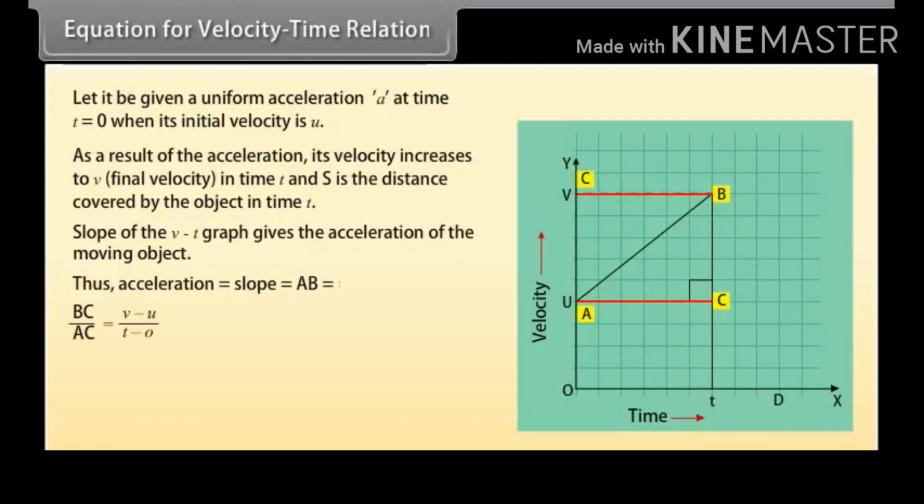Then BC upon AC equals v minus u over t. a equals v minus u by t. v minus u equals at. v equals u plus at. This is the first equation of motion, the velocity time relation.